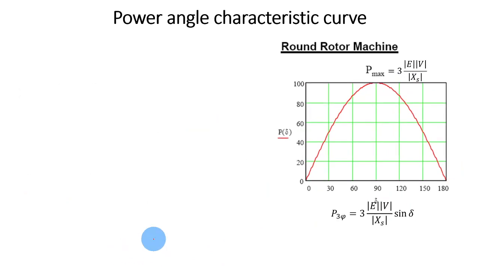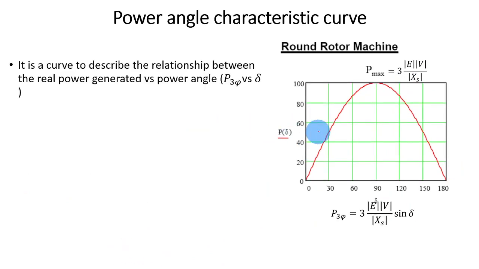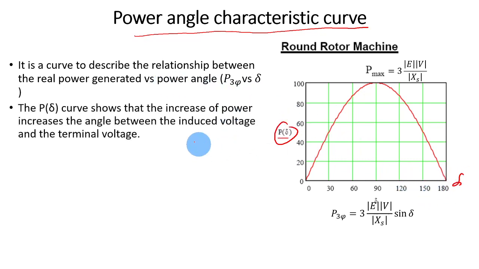Okay, so what does it mean? Basically this graph here, as I said before, is a curve. I forgot to mention, this is what you call a power angle characteristic curve. I can say this is a real power. It is basically a curve to describe the relationship between the real power versus the power angle delta. All right, so as you can see, it's a curve.